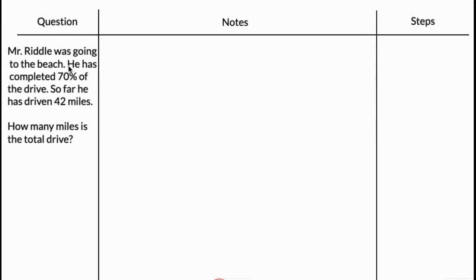Mr. Riddle was going to the beach. He has completed 70% of the drive, and so far he has driven 42 miles. How many miles is the total drive?